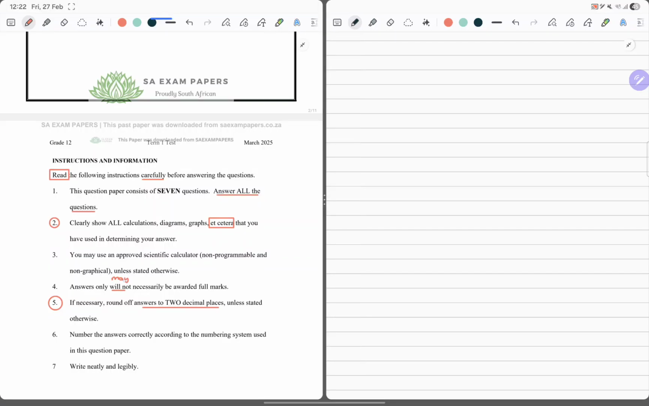And of course, folks, answers may, not will. The best word to use here is may not necessarily be awarded full marks, because we know there are questions and functions when we do graph interpretations. There is no need to show how you did it. The matter is the answer. So an answer only gets full marks. So to say answers only will not, this is almost like saying if you ever give an answer only, you're not going to get marks, and that's not the case. They may not give you full marks, because if the question is clear as to what it requires from you, you cannot just present an answer only. Of course, you will get used to this as we go along.